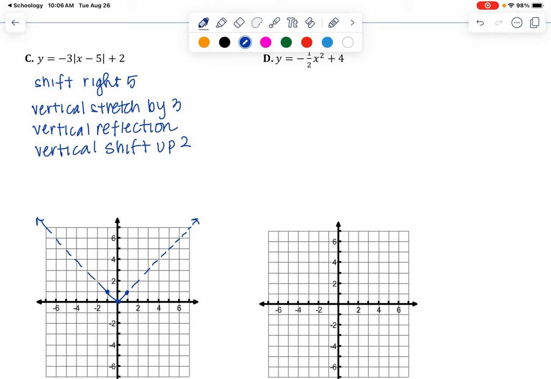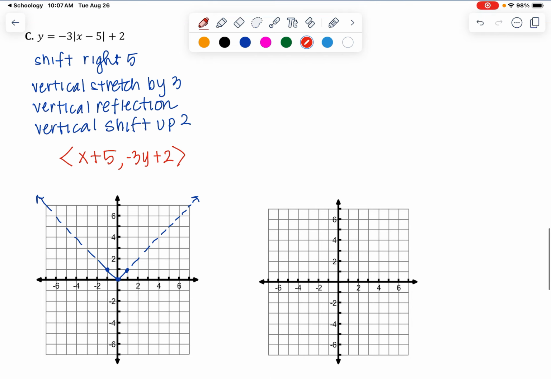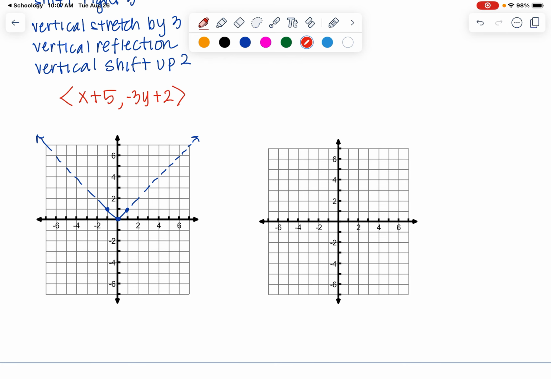All right, so now let's write our rule. I hate that that's not in red, but it's okay. Let's write our rule. So we are shifting right 5, so that's x plus 5. And then for our y value, we are vertically stretching it by 3, right? So here's y. We're vertically stretching it by 3, so we're going to multiply by 3. We're vertically reflecting it, so we're going to take the opposite of that, and then there's a vertical shift of 2, so we will then add 2. All right, so now I'm going to go ahead and do that. If I plug in 0, 0 into here and here, I get 5, 2. So it's moving it right 5, up 2.